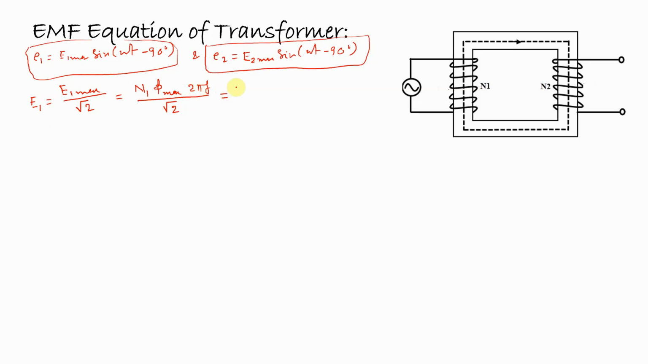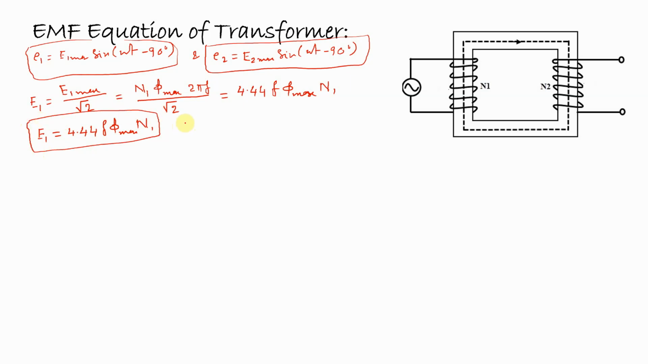So after solving, we will get the value as 4.44 f phi max into N1. So this is the RMS value of the induced EMF in the primary winding. It is 4.44 f phi max into N1. This is the RMS voltage in the primary side.